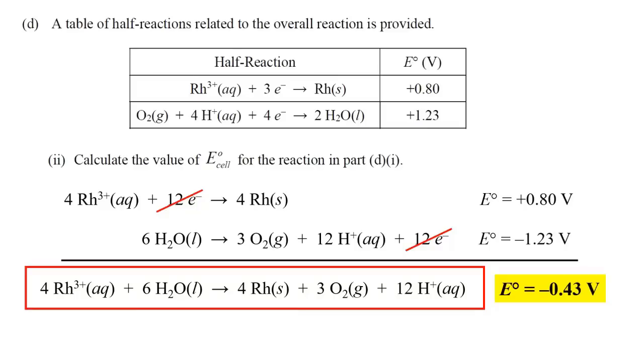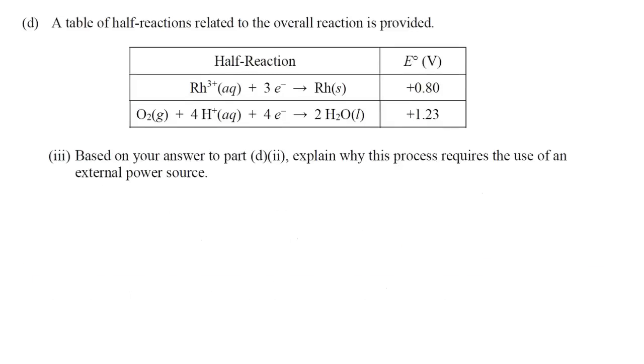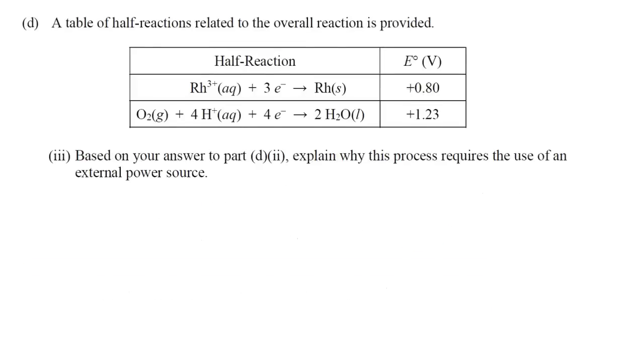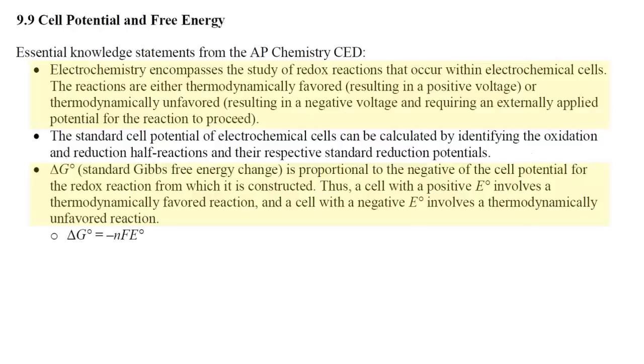Now, moving on to part DIII, this is that explanation about why an external power supply is needed. So part DIII: based on your answer to part DII, which is again a negative cell potential, explain why this process requires the use of an external power source.